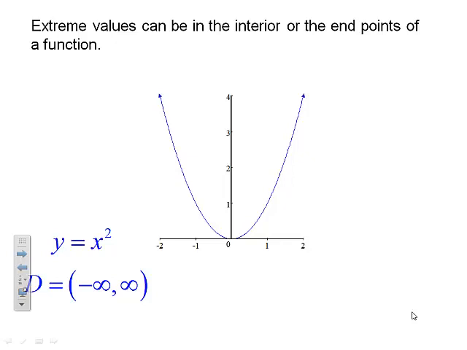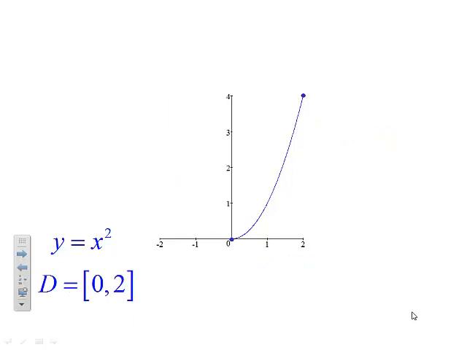So for example, you have y equals x squared, and the domain is all real numbers. That would mean that there is an absolute minimum down there at the bottom at 0, but there are no absolute maximums because the function just keeps going on and on forever. Or you could have a closed interval, so it could be the same function, y equals x squared, but this time we're only interested in between 0 and 2 inclusive. That would mean it has an absolute minimum down there at 0, and an absolute maximum up there at 2, 4.